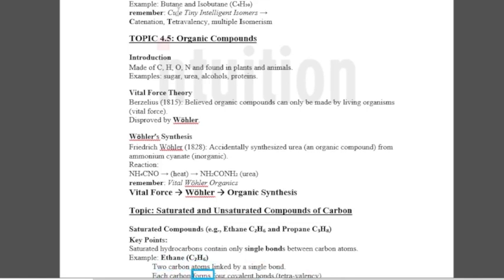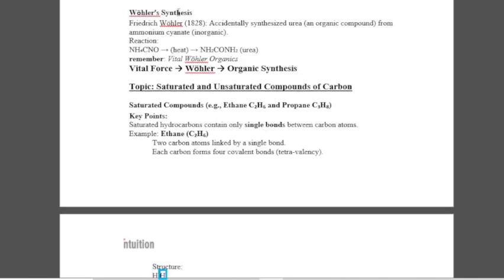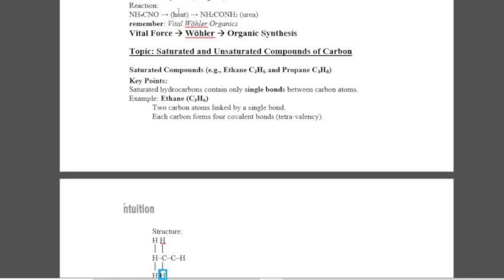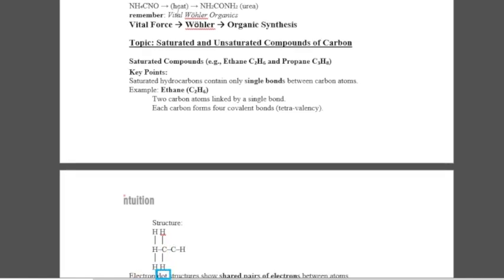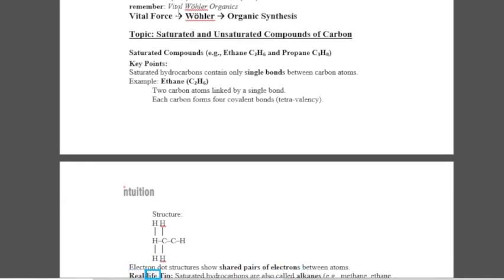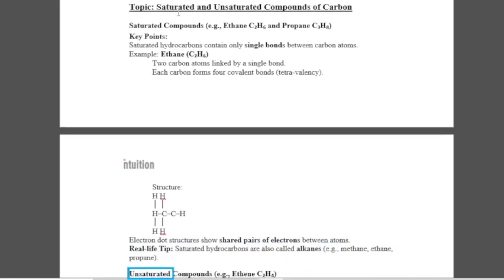Each carbon forms 4 covalent bonds, tetravalency. Structure: H3C-CH3. Electron dot structures show shared pairs of electrons between atoms. Real-life tip: saturated hydrocarbons are also called alkanes, e.g., methane, ethane, propane.